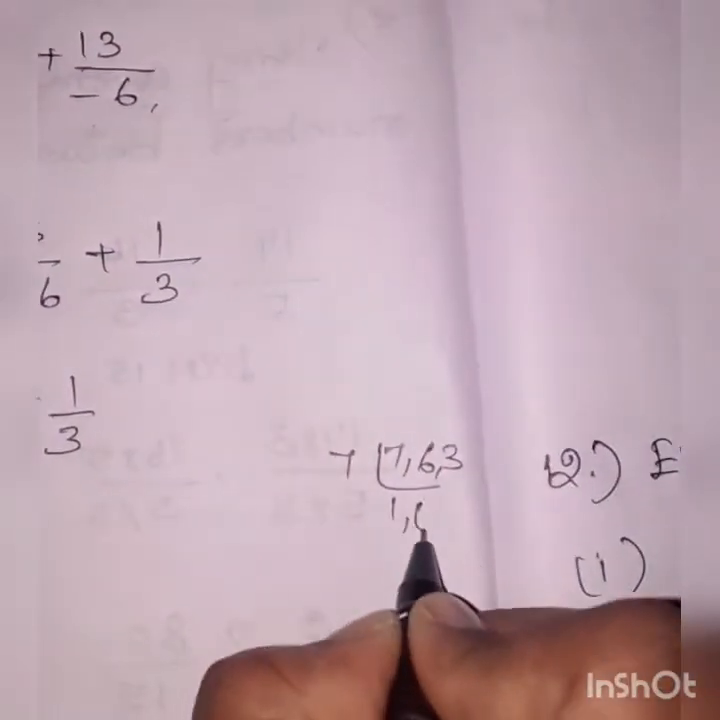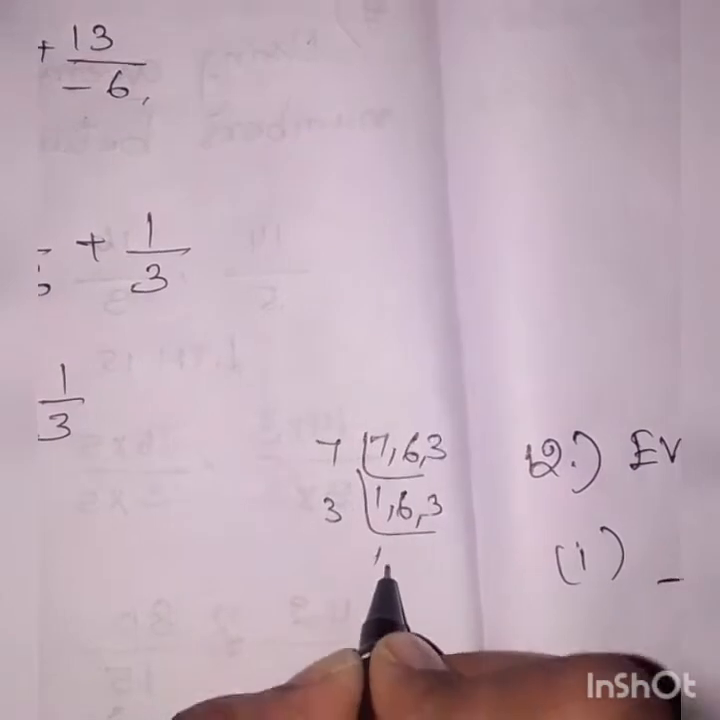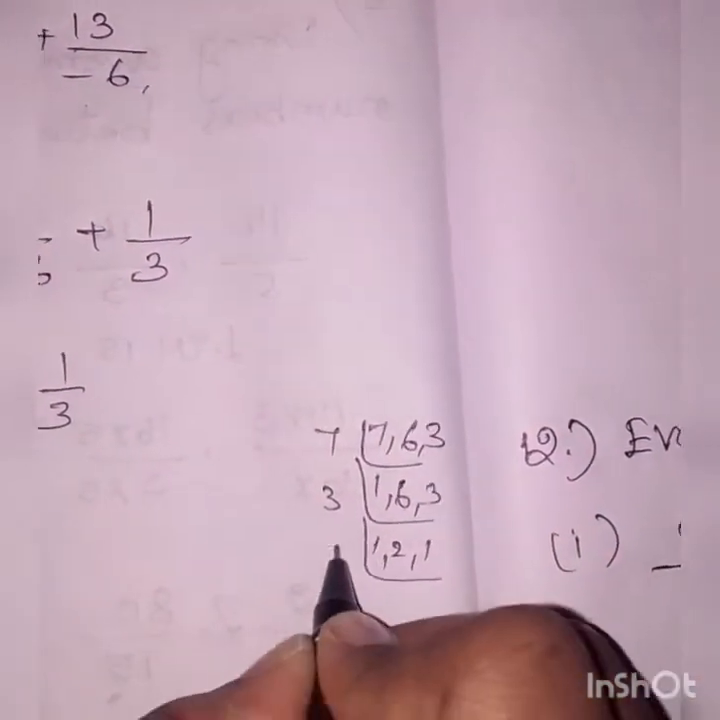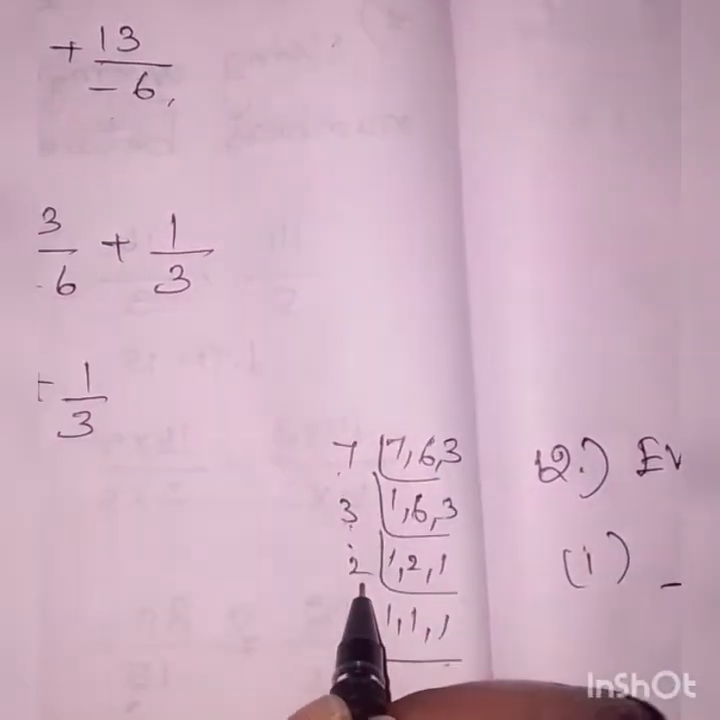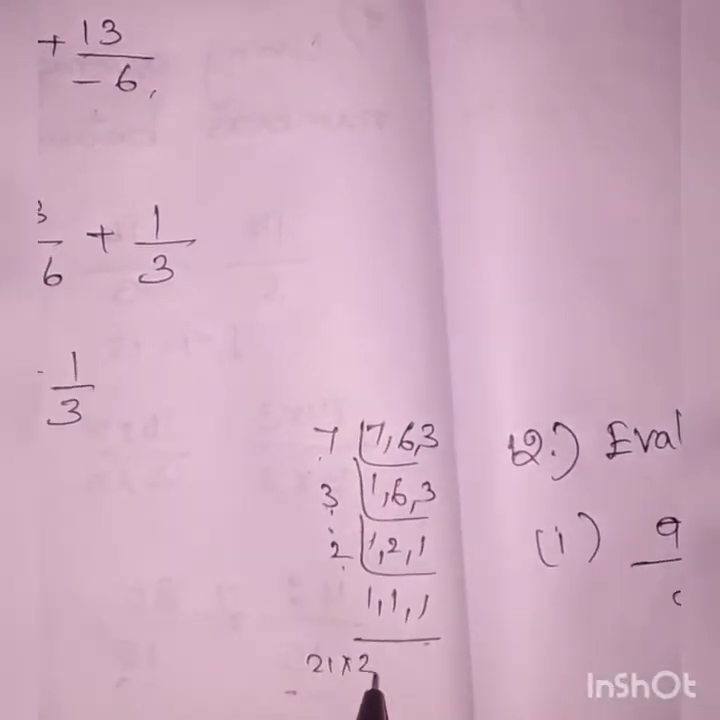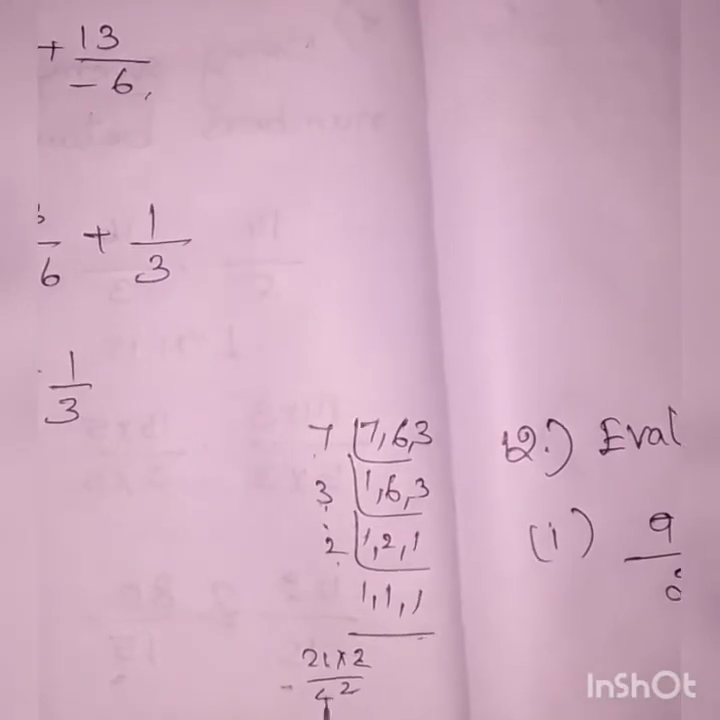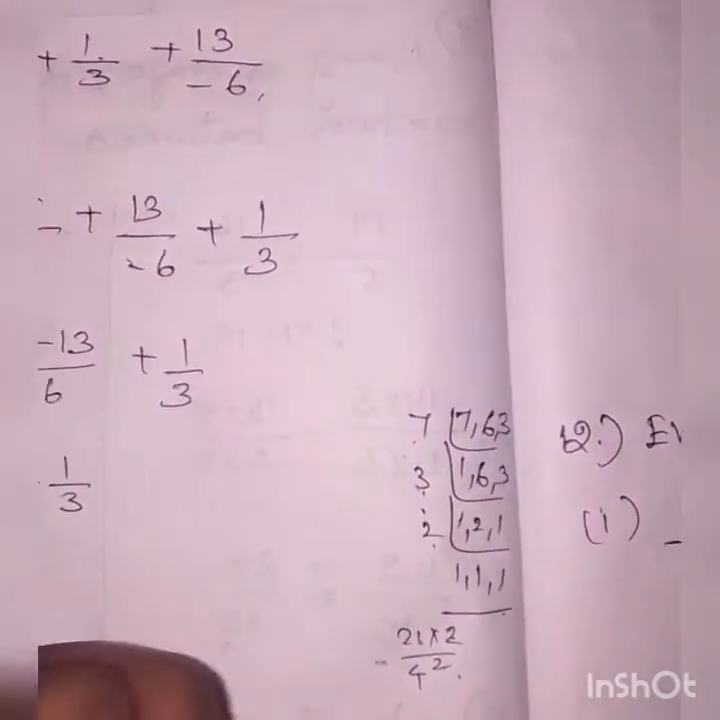So 7 ones are 7, 7 threes are 21. Again in the 3 table, 2 times 1 is 2. Okay, now multiply: 7 times 3 is 21. 21 times 2: 2 twos are 4, so 42. So your LCM will be 42.